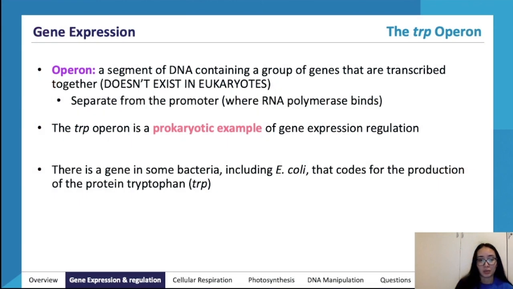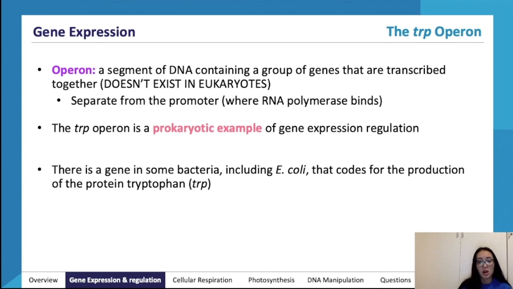Okay, what's an operon? An operon is a segment of DNA containing a group of genes that are transcribed together. So it doesn't exist in eukaryotes. Really keep this in mind: operons only exist in prokaryotes, okay? It's a bunch of genes which are transcribed together. They are separate from the promoter where the RNA polymerase binds. So an operon consists of a series of structural genes which are transcribed together, only in prokaryotes.